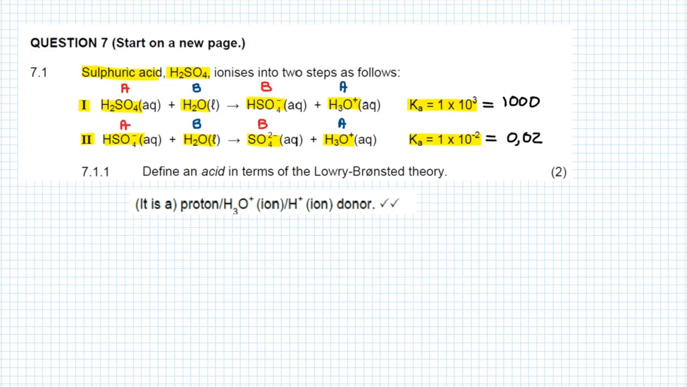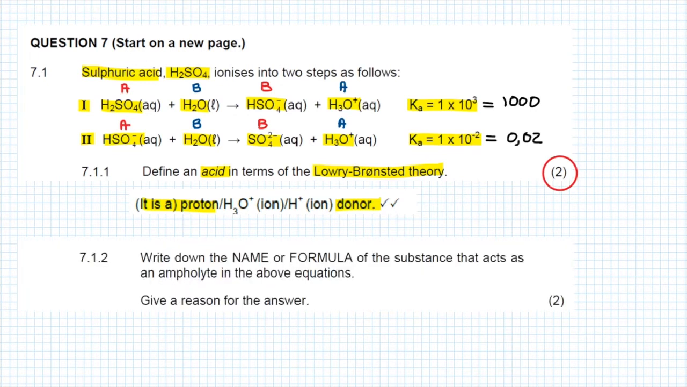Question 7.1.1 says, define an acid in terms of the Lowry-Bronsted theory. You learned about this theory in grade 11 already, so I do hope that you know it off by heart. We say that an acid is a proton donor, or you can say it's a hydronium ion donor or a hydrogen ion donor. But the most common way of stating this definition is that an acid is a proton donor, and for writing that down, you will obtain 2 marks.